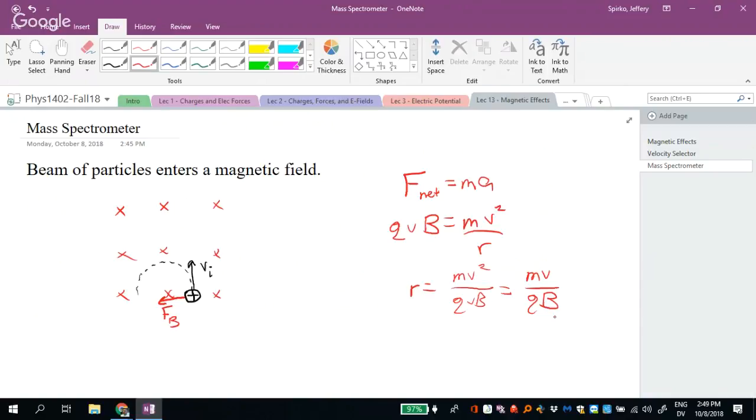And you'll effectively separate the beam into a beam for, say, molecular mass 18 particles and a different radius for molecular mass 32 particles, et cetera. So you can separate the different molecules of your mixture and then measure how much of each one you have.